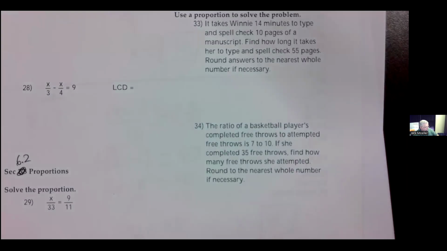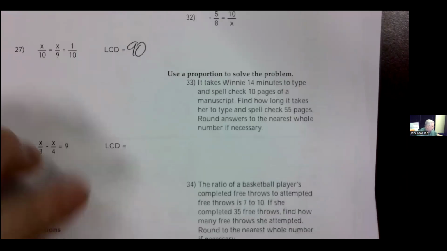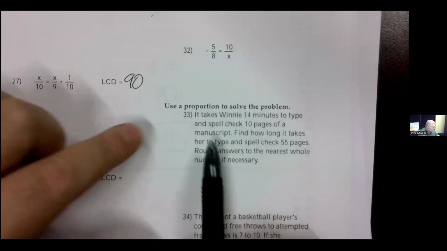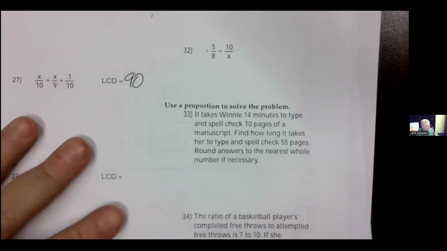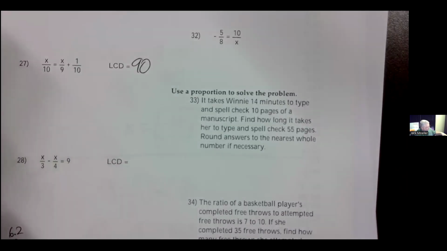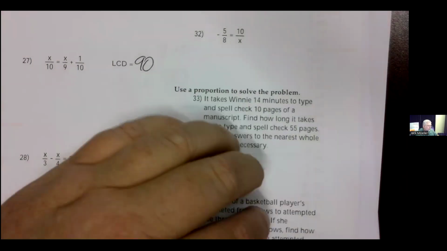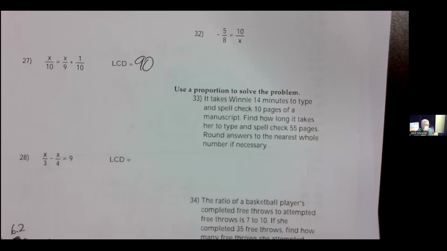All right, so before we can do this, we need to be able to set up the problem. Now, on the test, we may not say specifically use a proportion to solve the problem, but just know that if you're going to be solving equations, then you're going to have proportions to solve. Then the next word problem you get on the test is going to be a proportion word problem. So that's going to kind of go in order come test time.